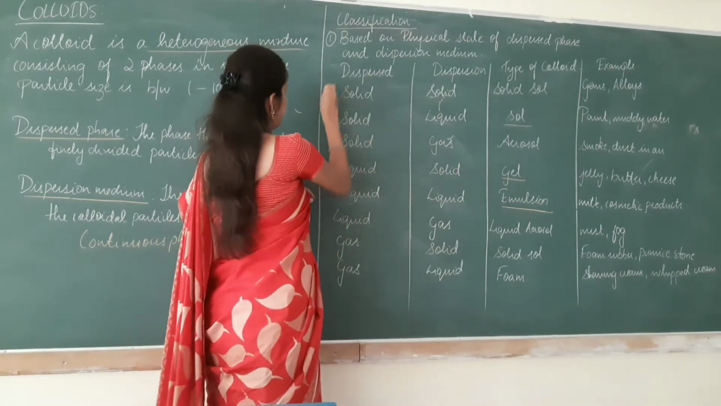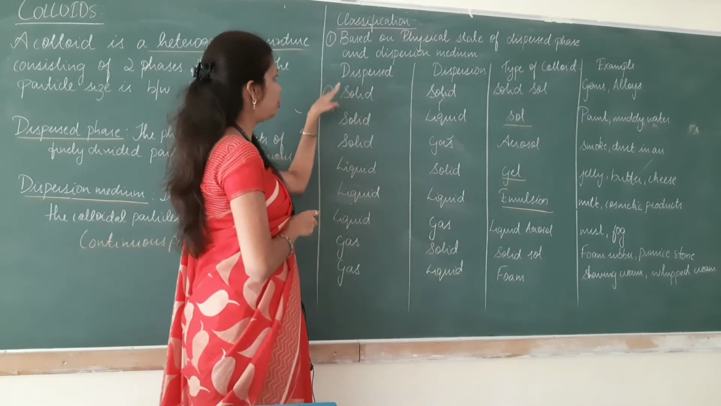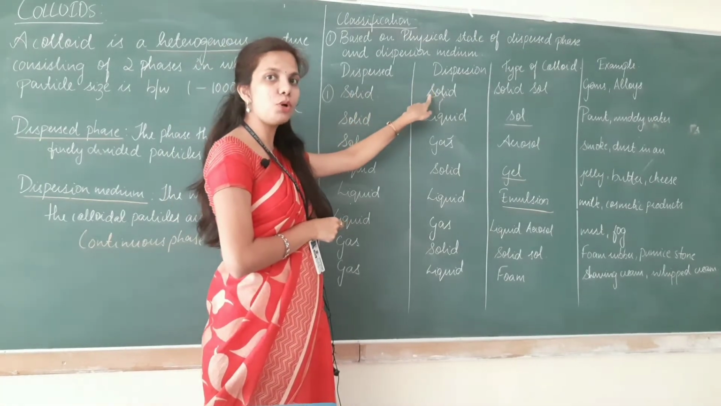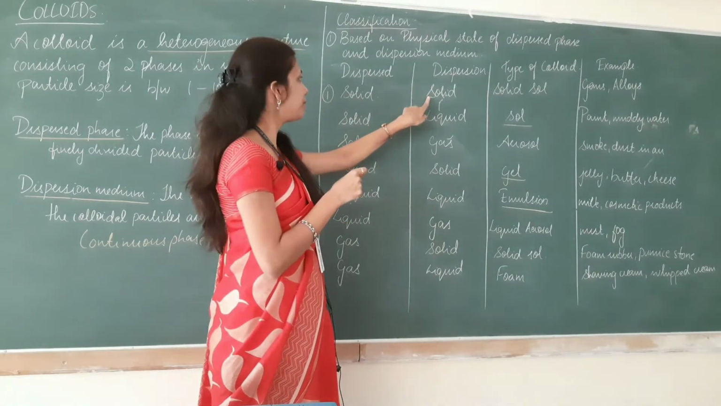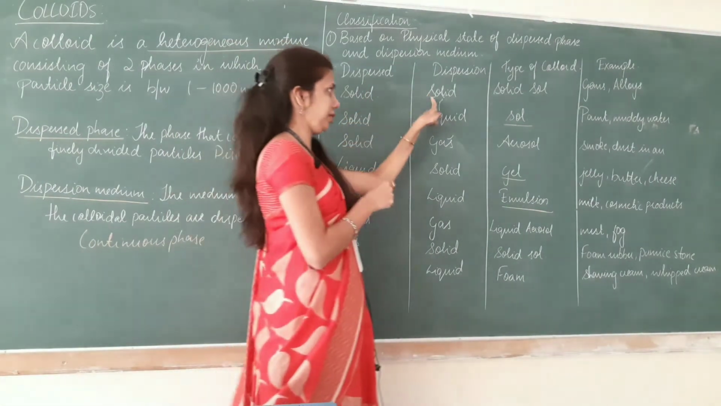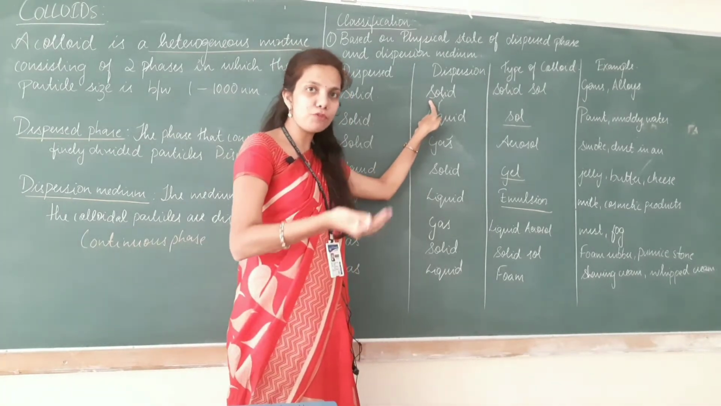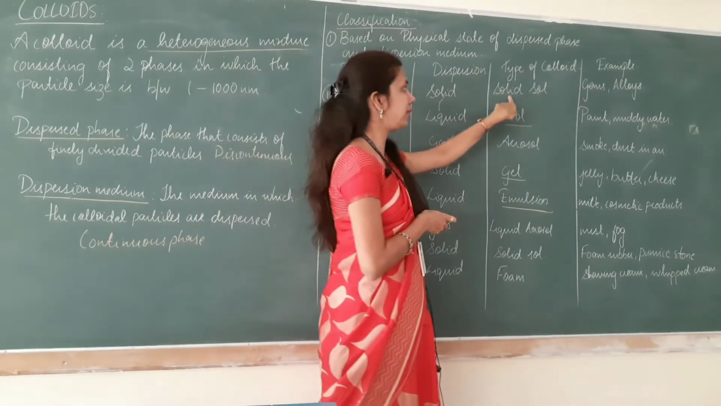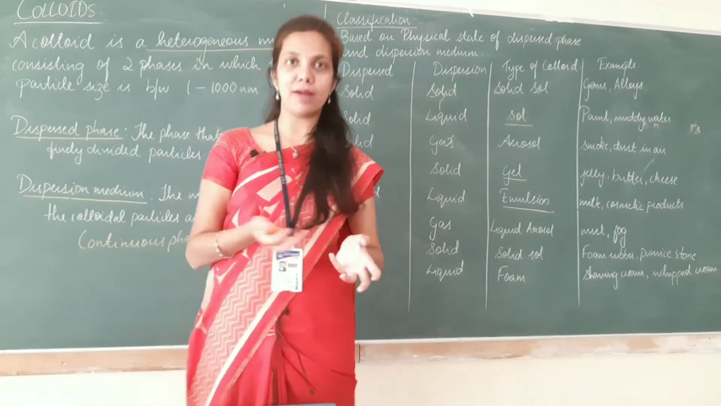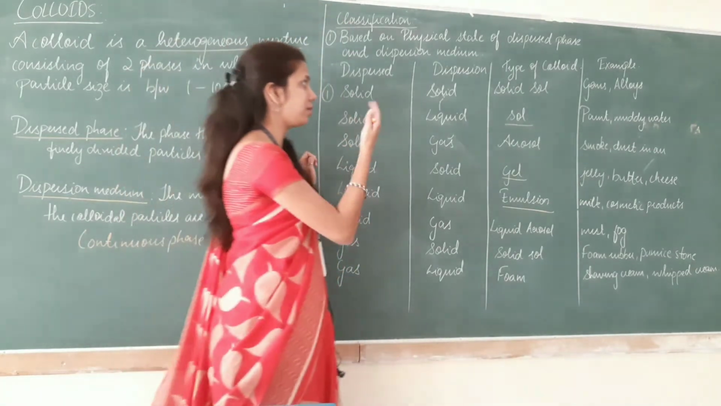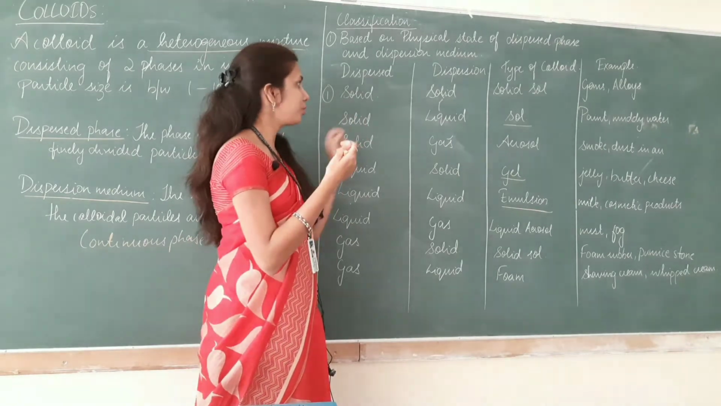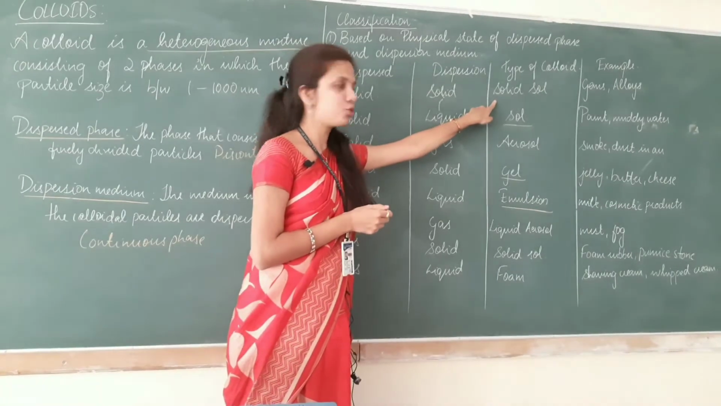The first one we will see is when you have the dispersed phase as a solid and the dispersion medium also as a solid. When a dispersed phase is solid and the dispersion medium is also solid, then the type of colloid that we get is a solid sol. You can find many examples; some common examples are gemstones and alloys. That is an example for solid sol.